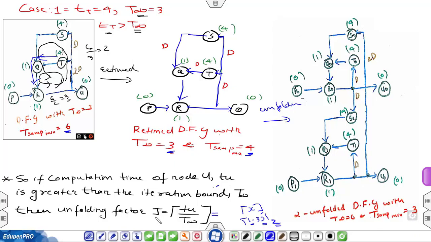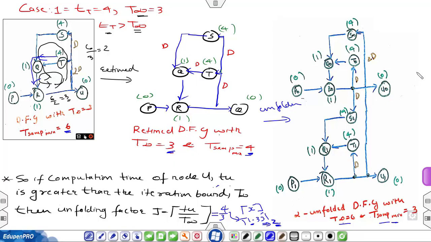Okay, so applying this formula for calculation of the unfolding factor j, Tu is 4 and the iteration bound is 3, so it is 1.33 and the ceiling function will give you 2. So this is a 2 unfolded DFG with iteration bound 6. So the iteration bound will increase j times. 3 into 2 is 6, and T sample minimum for this circuit is now 3.